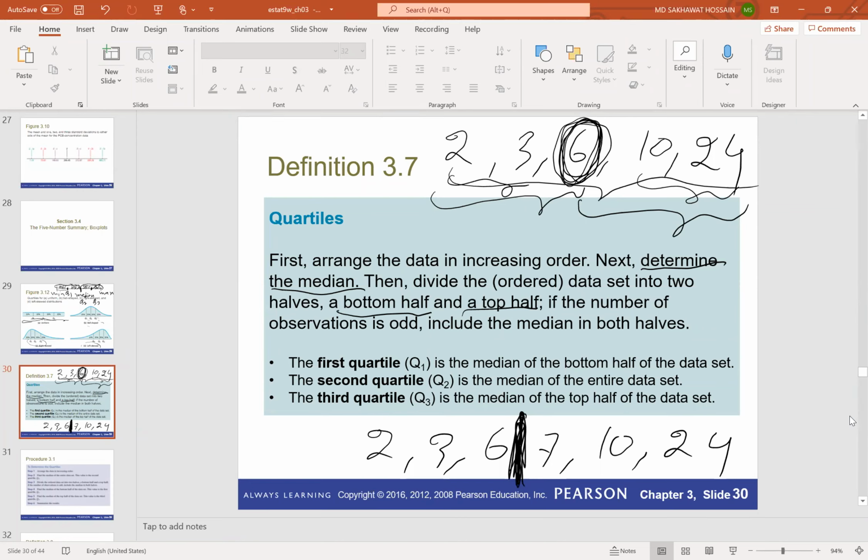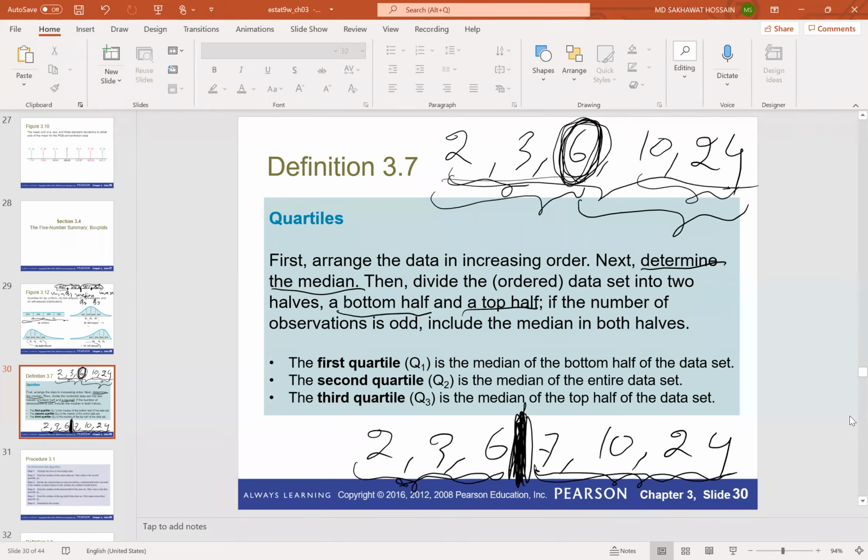In that case, the median is not in the data set. This number is outside the data set, so this number is dividing the data set into two parts. To calculate Q3, you just consider these three numbers, and to calculate Q1, you just consider these three numbers.